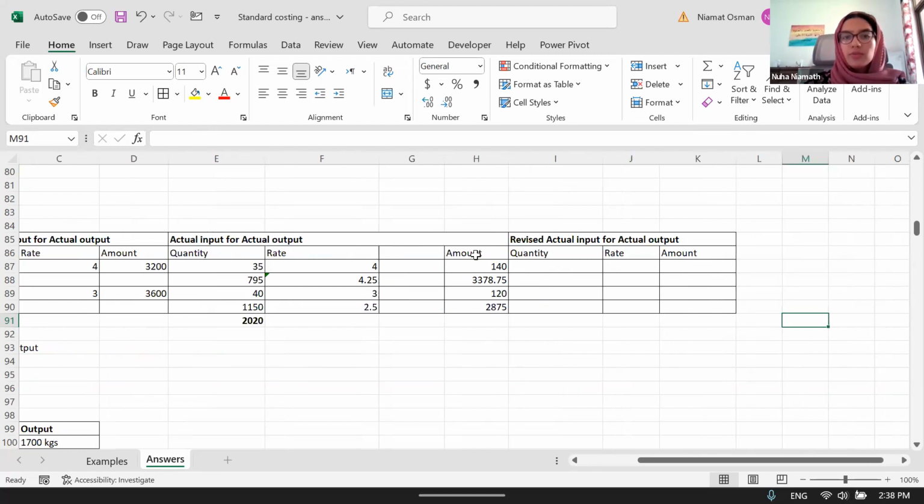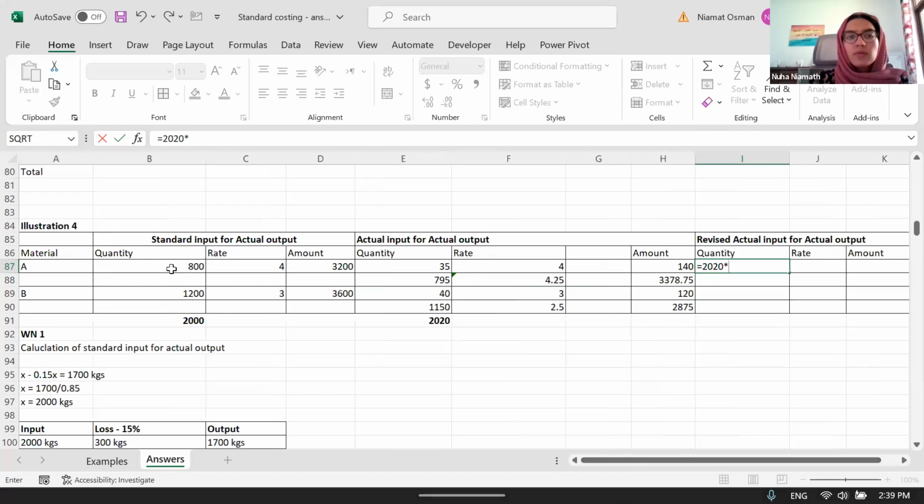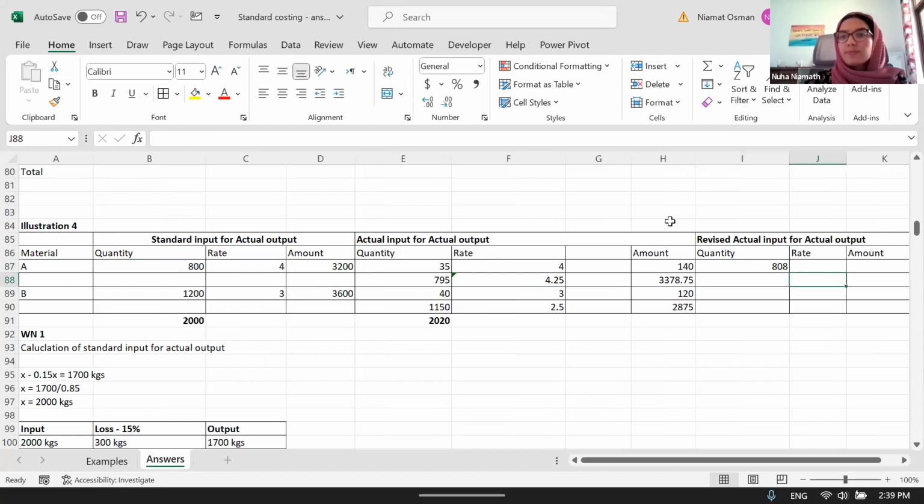So we will split it for material A and material B. How will you do it here? 2020, which is our total units used, in the proportion of standard. It is 800 by 2000. That gives me 808 units.